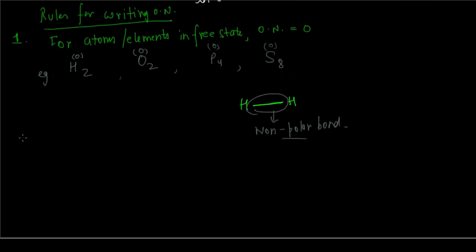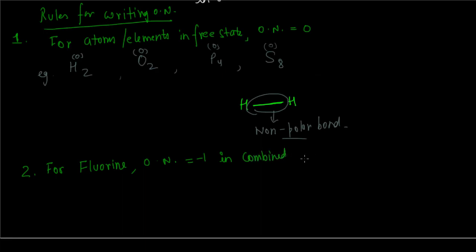Next, let's come to the second rule. The second rule will be for fluorine. This is a very important rule, that's why it has come at the second level. Fluorine is the most electronegative element in the periodic table. You know that, right? So that's why it's a special case. For fluorine, the oxidation number is always, never will it be different, always, in all cases, -1 in combined state.